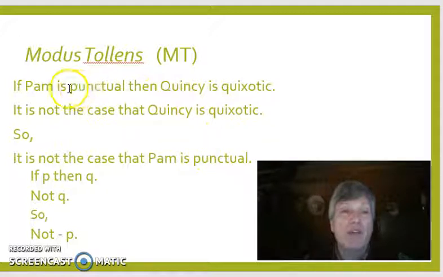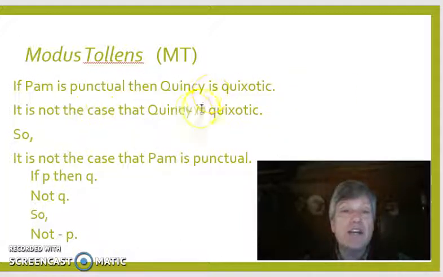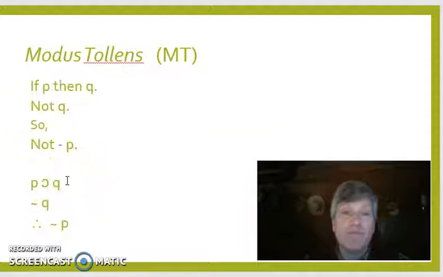So notice you have a conditional again here, an if-then sentence, and you have the negation of the consequent of that conditional. From those 2 things, you can infer the negation of the antecedent. You can infer that it's not the case that Pam is punctual. And here's what the structure of the argument looks like then. If P then Q, doesn't matter what P and Q are, but if you know that it's not the case that Q, well then it must not be the case that P as well. So that inference form is called modus tollens.